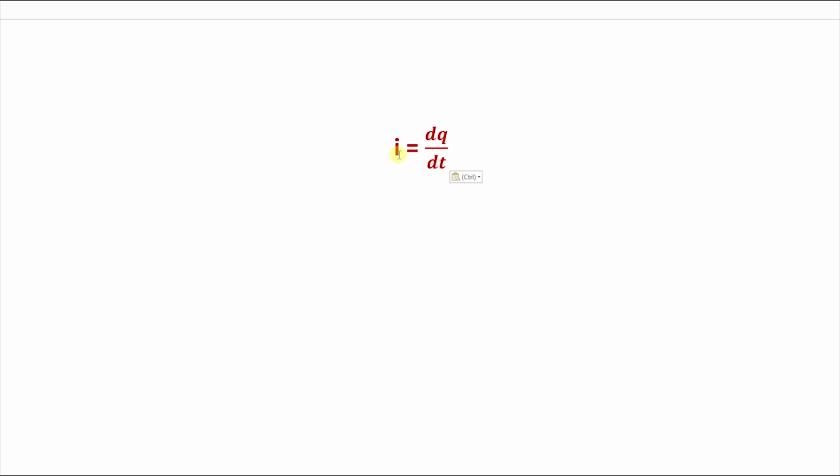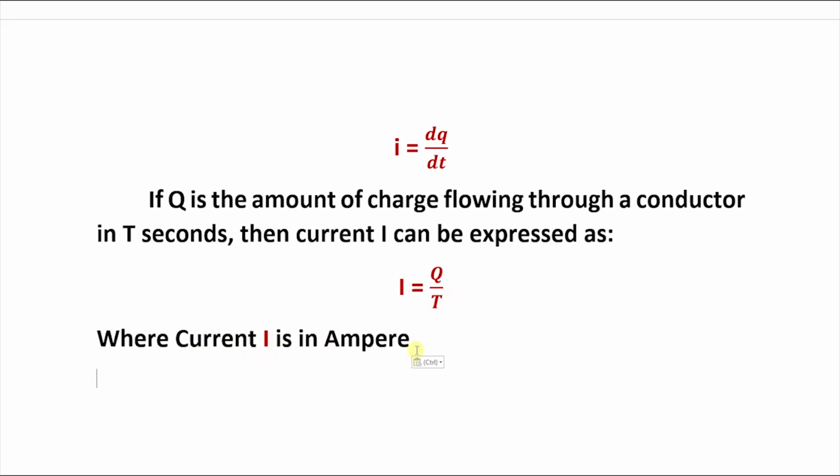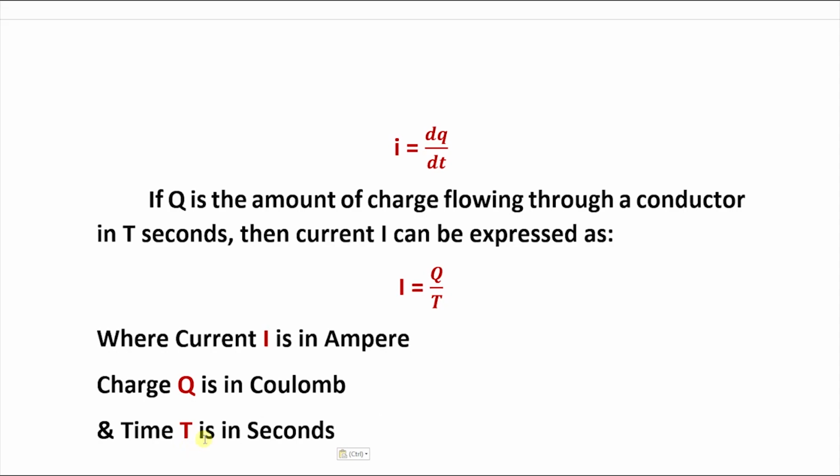Here, current I is equal to dq by dt. That is, current is the rate of change of charge. If Q is the amount of charge flowing through a conductor in t seconds, then current I can be expressed as I is equal to Q by T, where current I is in ampere, charge Q is in coulomb, and time T is in seconds.